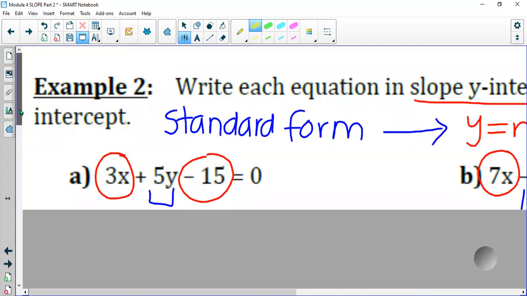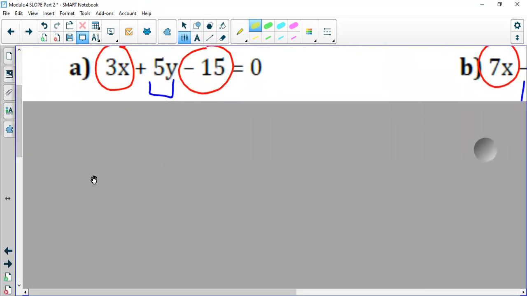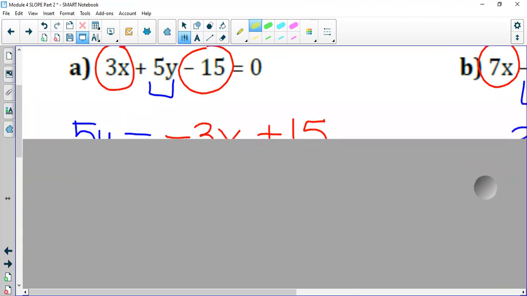Okay, let's focus on the first equation. Remember, this is in standard form because x is positive, there are no fractions or decimals, and one side of the equation is equal to 0. Those are all the elements of standard form. But I don't want standard form. I want to figure out the slope and the y-intercept. I can't just look at this equation and say, oh, there's a 3 in front of my x, so slope is equal to 3. That is never correct. Standard form never gives you the slope, nor does it give you the y-intercept. So first thing I have to do is isolate my y.